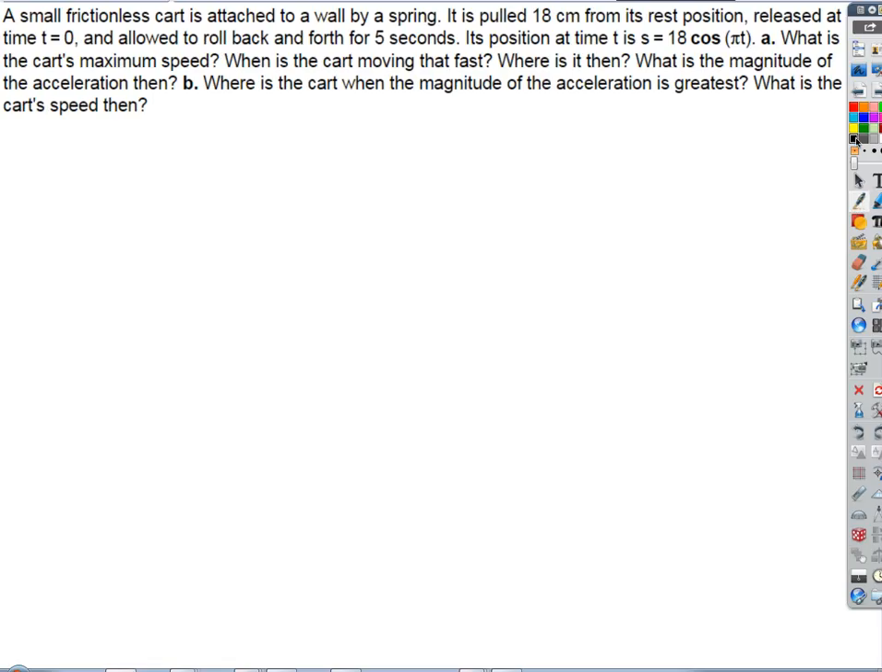Okay, so we've got S. What is differentiation? Yeah, it's for the function. What's our domain, by the way? Yeah, 0 to 5. That makes sense. Okay, so what are we looking for here? What is the cart's maximum speed?